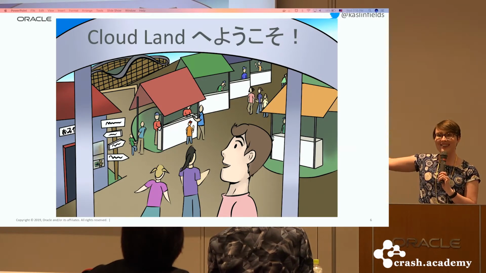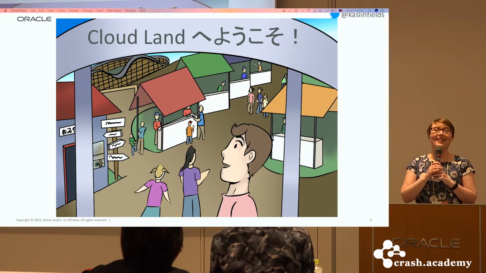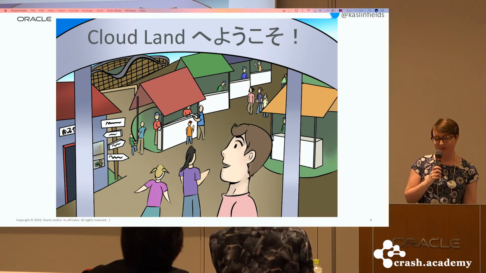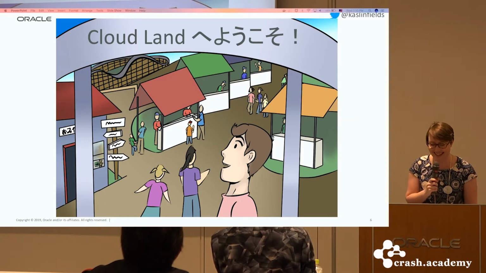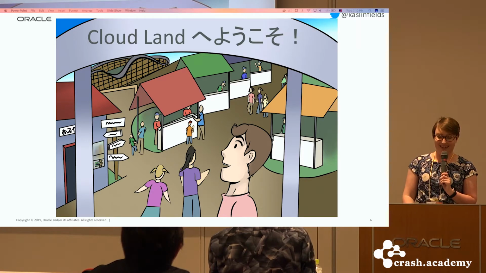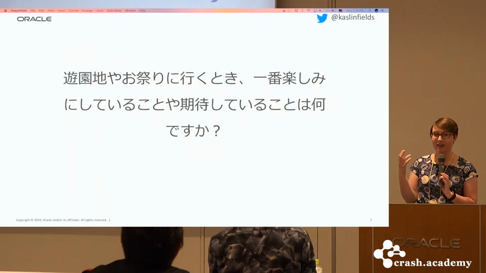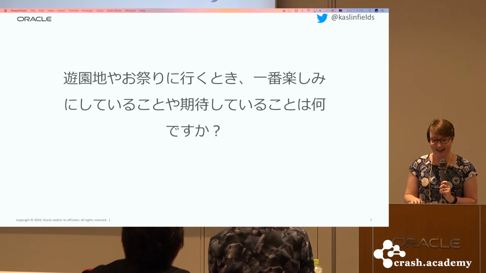So, welcome to Cloud Land. We're going to use the analogy of an amusement park or a festival. It's an analogy like a festival, because the cloud is a unique environment. When you think about a festival or an amusement park, what are the things that you get excited about? For me, I get excited about the food.